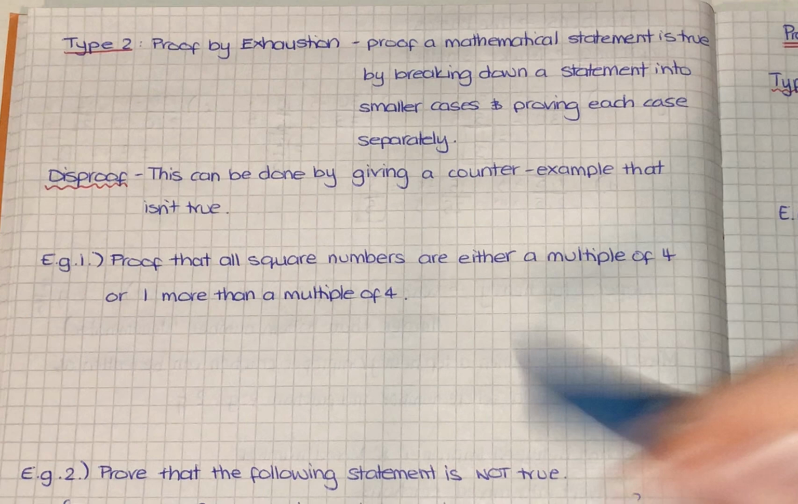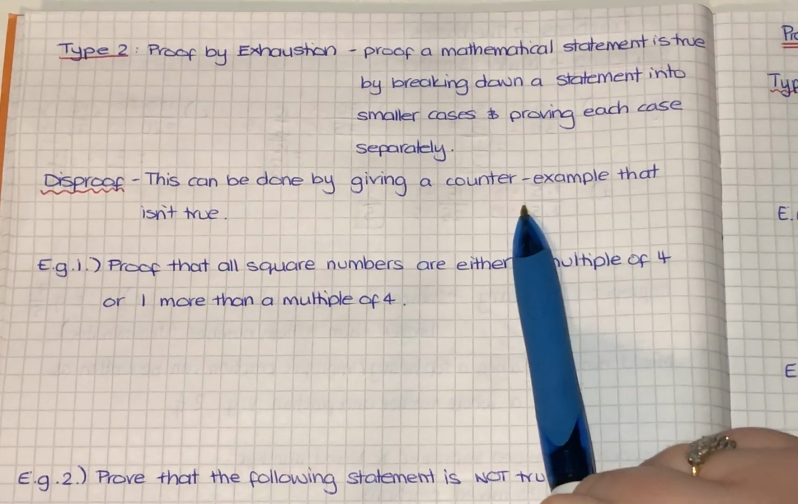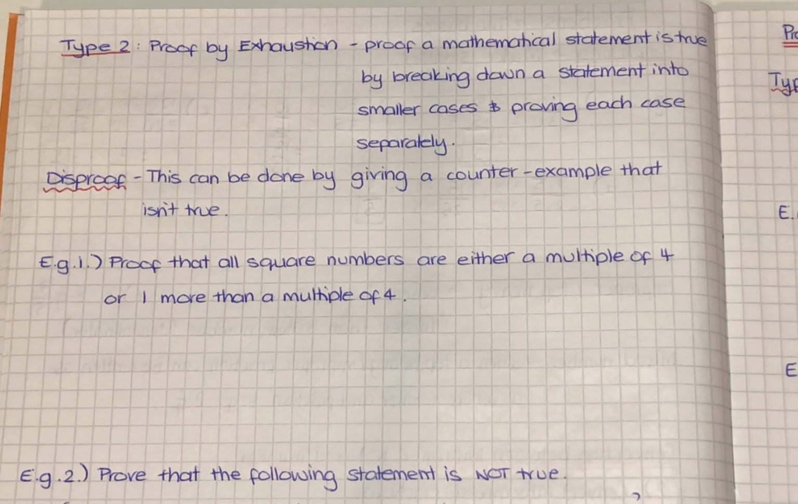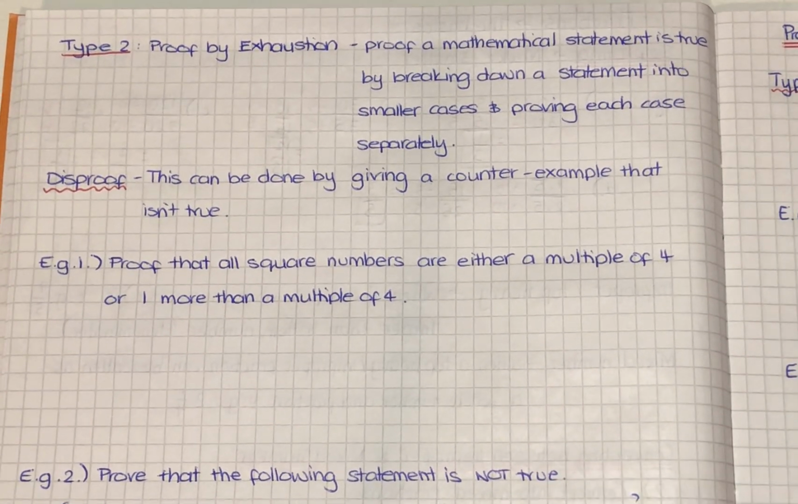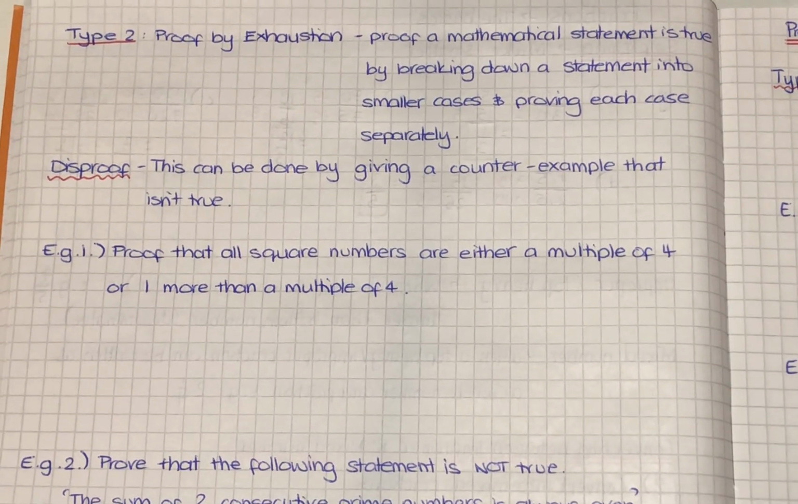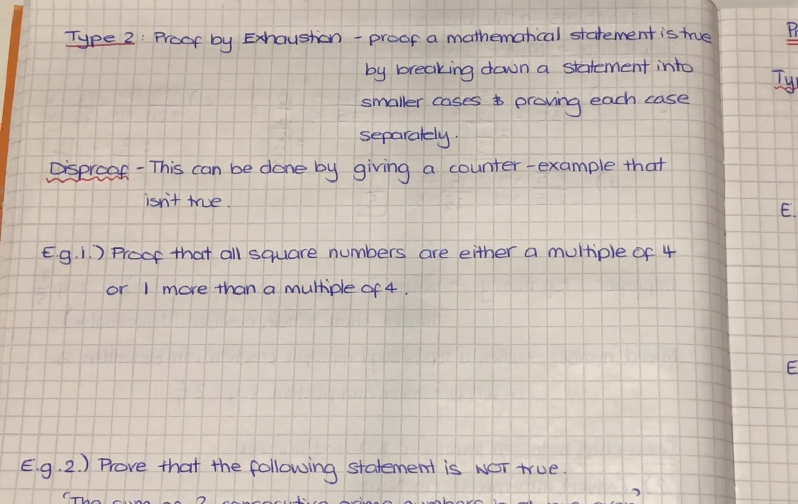There is a thing called disproving things as well, so to do that we will give a counter example that proves that it isn't true for everything, okay? So that's what we're going to be doing for 2 and 3, but we'll get to that later on. Now these ones are quite similar, especially the first one, to what we were used to back in GCSE.